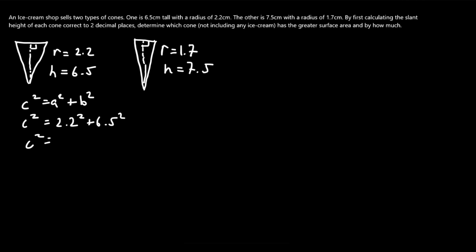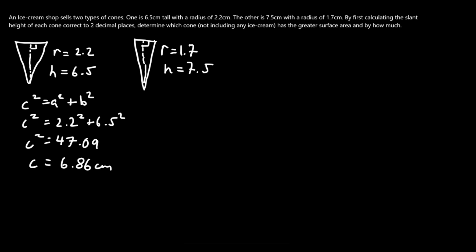You done? Okay, good. Did you get 47.09? Good. Now, we don't want c squared, we want c, we want the slant height. So c will equal the square root of 47.09. That'll be 6.86 centimeters, of course rounded to 2 decimal places.